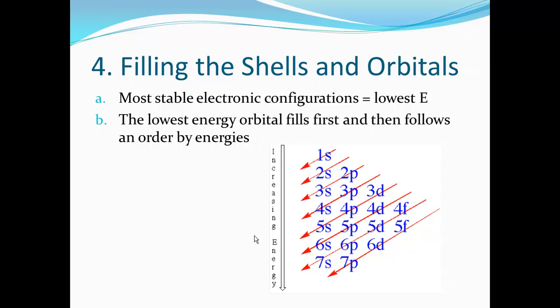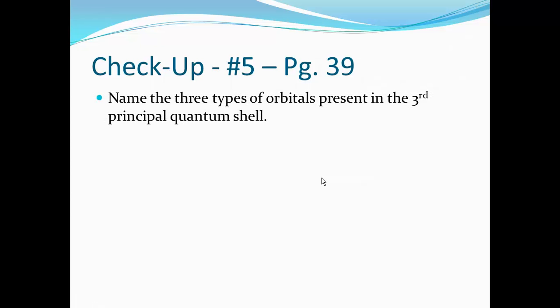So you always start with the lowest energy, which is 1s. It fills first and is followed by an order of energies. And you basically follow along this diagram. So you write your s's first, 1s through 7s, then p's, your d's, your f's. And you just follow the order. So it goes 1s, 2s, 2p, 3s, 3p, 4s, 3d, 4p, 5s, 4d, 5p, 6s, 4f, 5d, 6p, 7s, 5f, 6d, 7p.